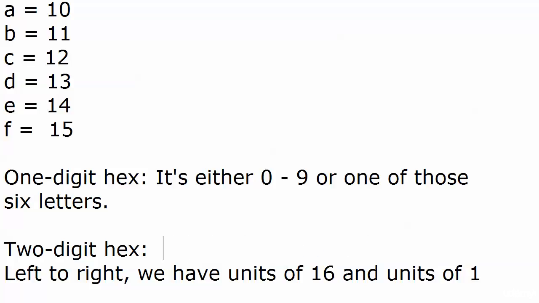Let's say that I gave you 4B. What decimal does that convert to? If I have 4 units of 16, what do I have? I have 64. Then, let me put a space there. I have B units of 1. So B equals 11. That means I have 11. And that means I have 75. Nothing to it. Two-digit hex, absolutely nothing to it.